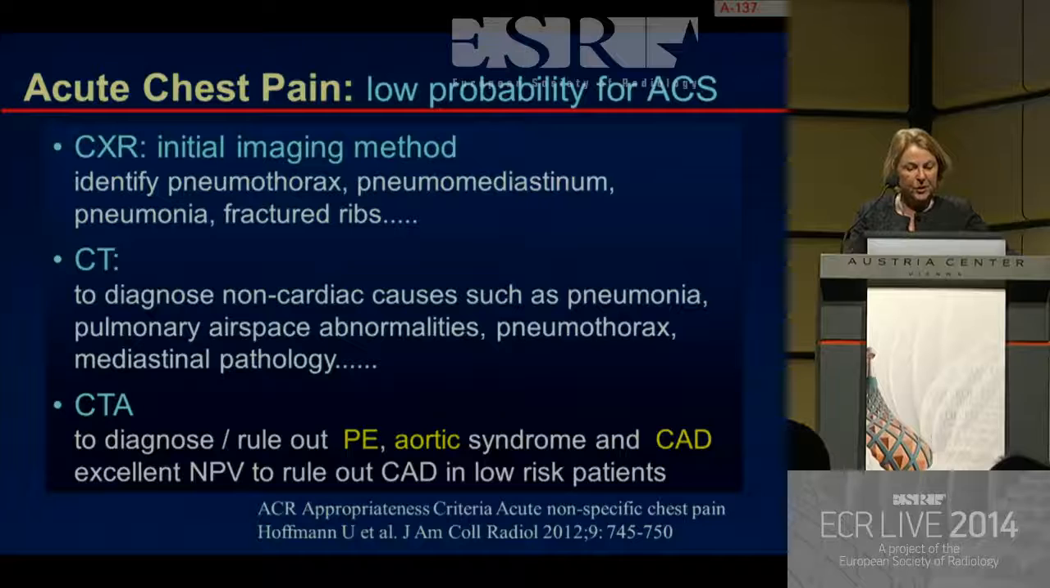So if you follow the ACR appropriateness criteria for patients with acute non-specific chest pain, published in 2012, they recommend for patients with a low probability for acute coronary syndrome, a chest X-ray as the initial imaging method to identify pneumothorax, pneumomediastinum, pneumonia, or fractured ribs. The second step is a CT to diagnose non-cardiac causes such as pneumonia, pulmonary airspace abnormalities, pneumothorax, or mediastinal pathology. And CTA is actually recommended to diagnose or rule out PE, aortic syndrome, and coronary artery disease because of its excellent negative predictive value to rule out CAD in low-risk patients.